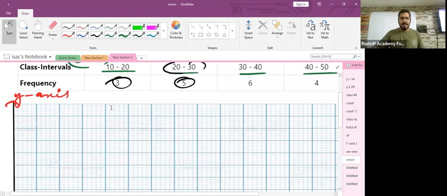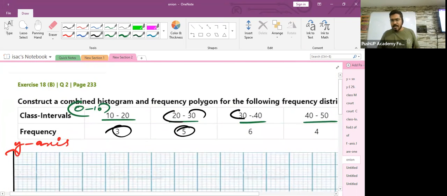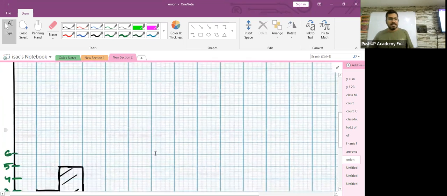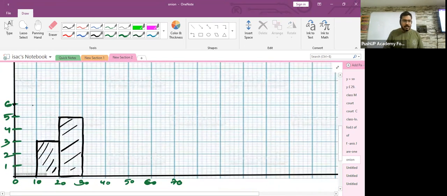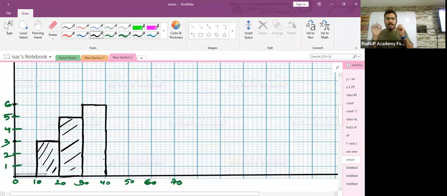So easy it is. The next class interval is what? 30 to 40. And what is the frequency? 6. So where is 6? 6 is over here. And this is where you have to draw the rectangular bar. So on top of the class interval 30 to 40, you have constructed another rectangular building. Just highlight it if you want.